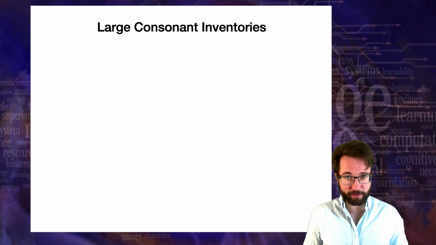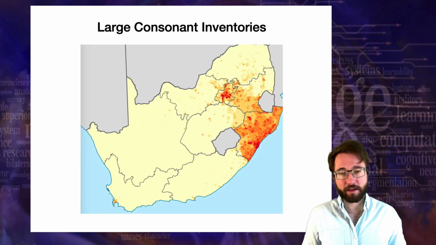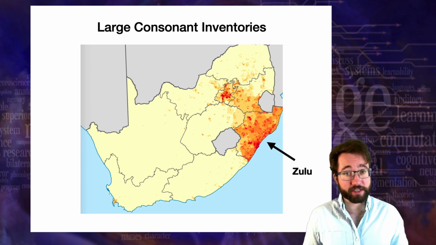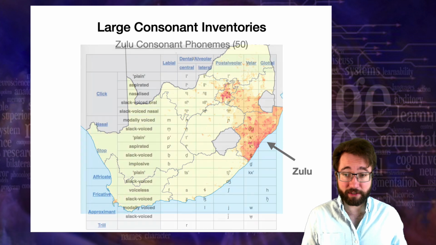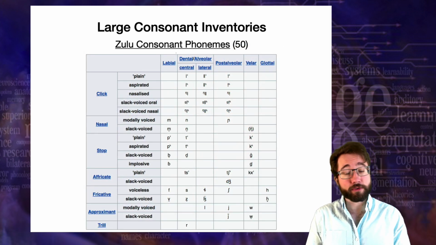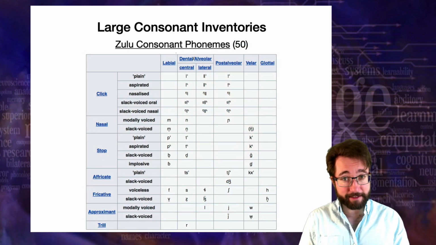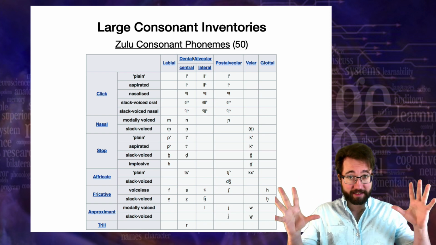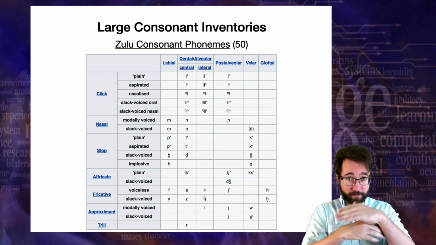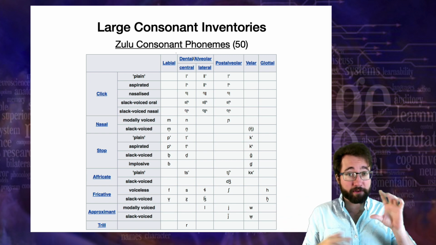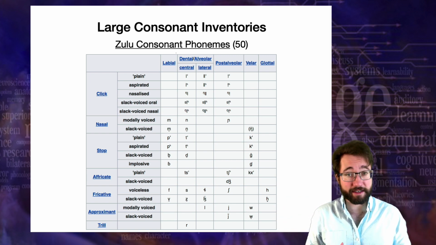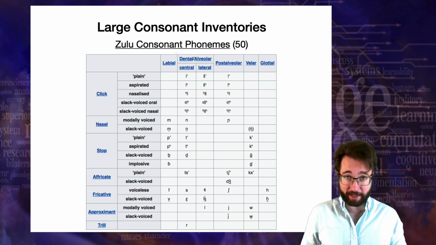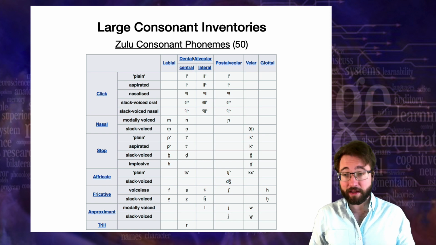Large consonant inventories. We'll start by looking at the Zulu language. This is a language which is spoken in the area indicated here in South Africa by about 9 million people. The Zulu language has 50 different consonant phonemes. And so remember, these are 50 different consonant sounds which all contrast with each other for distinguishing meanings. This means for every pair of consonant sounds in this table, you could find a minimal pair for that pair.